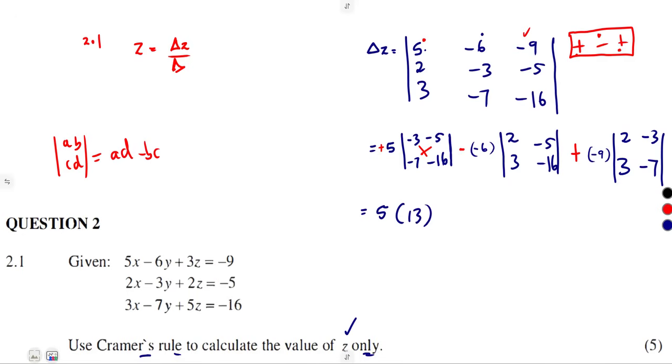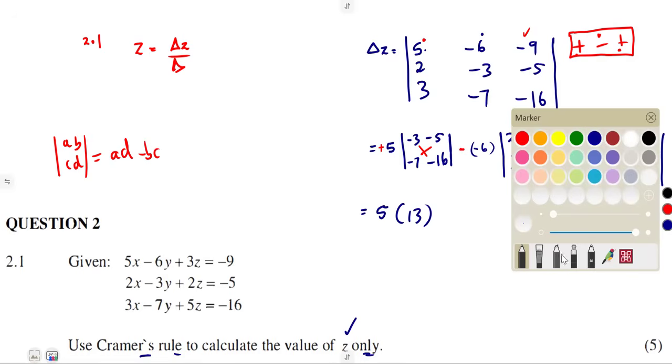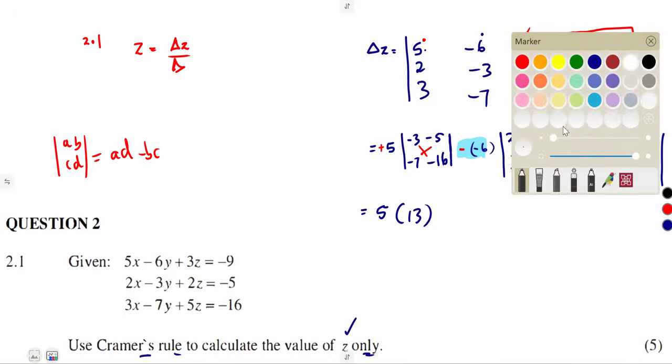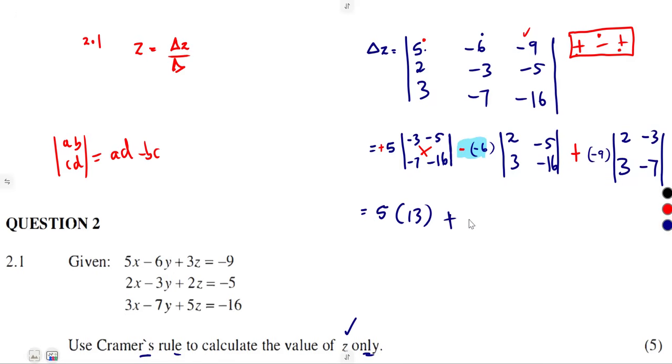Then here there is a minus and a minus, so that will be positive. Take note of this part here, minus and a minus, so it's going to be a positive 6. You do the same thing, guys, for the determinant of these.